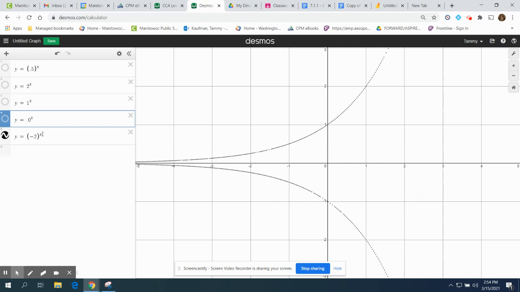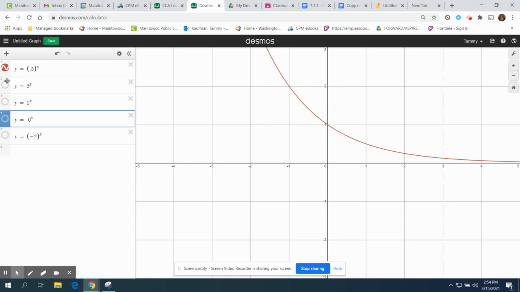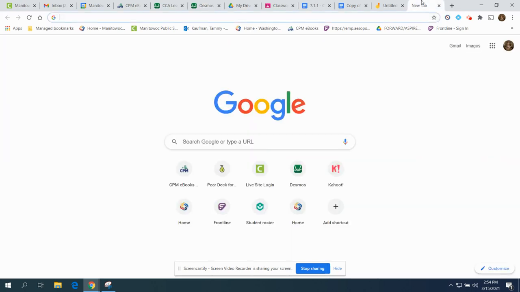And then if I take it to a negative exponent, we're going to find out more about what happens when we have these negative exponents. But when my multiplier is a negative number, it actually goes back and forth because odd powers give me negative numbers and even powers give me positive numbers. So again, that's not exponential. The only two that we're really going to look at are these two.